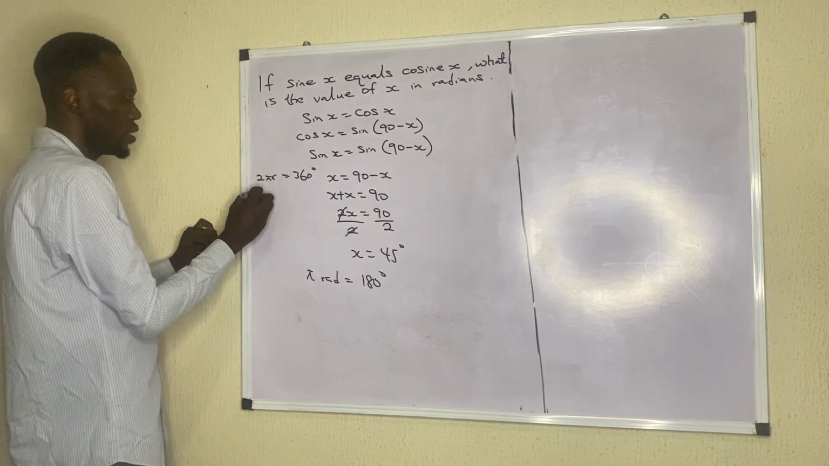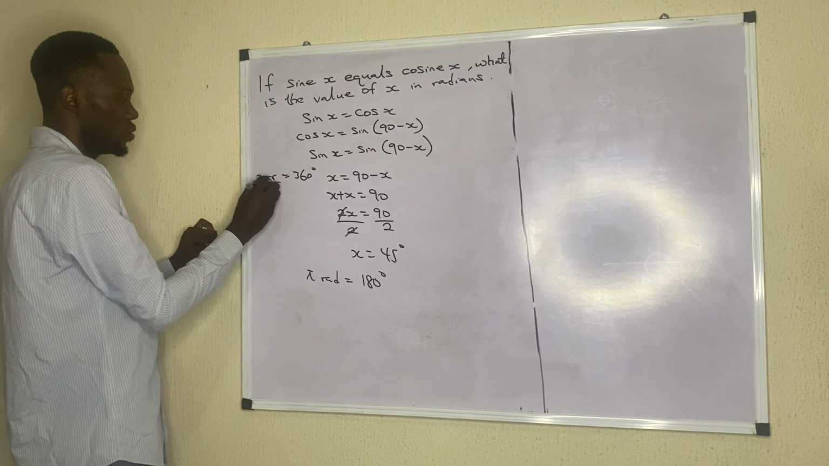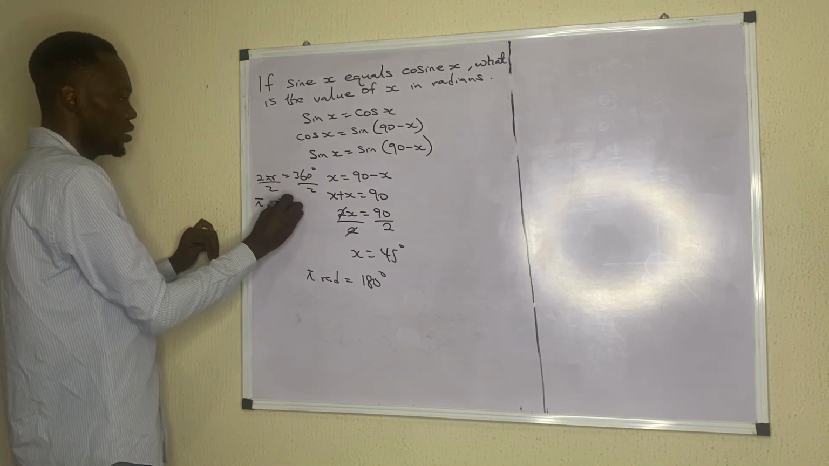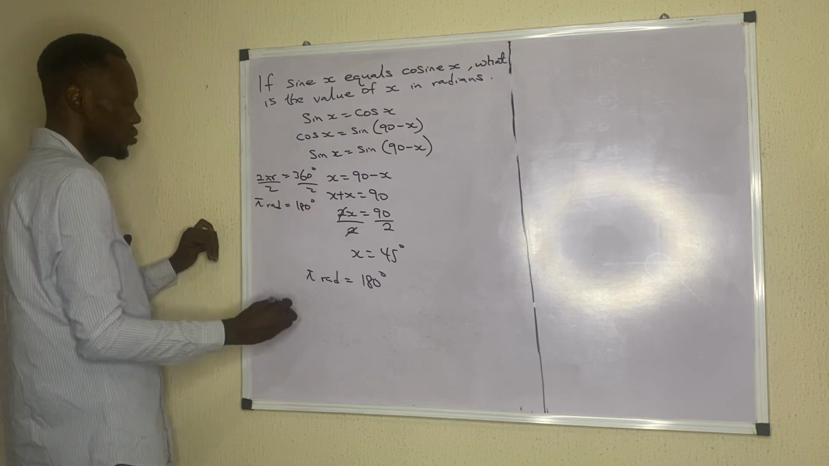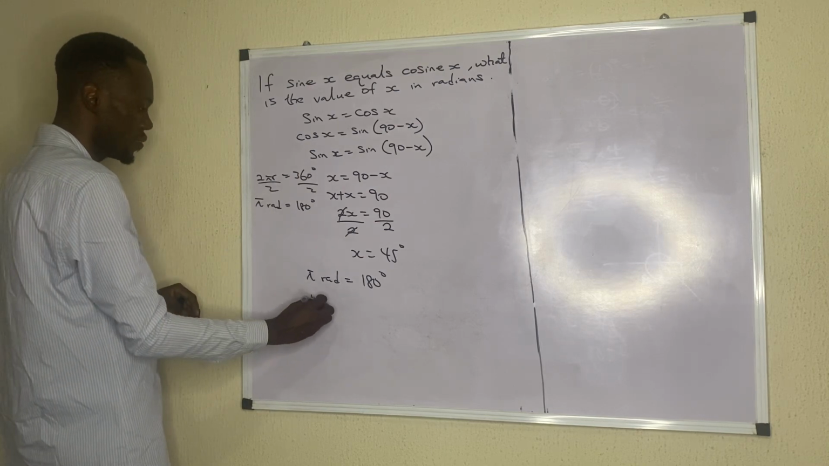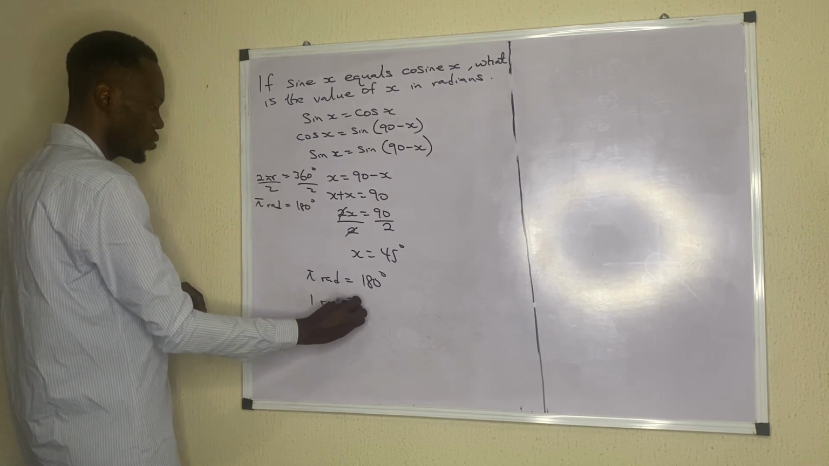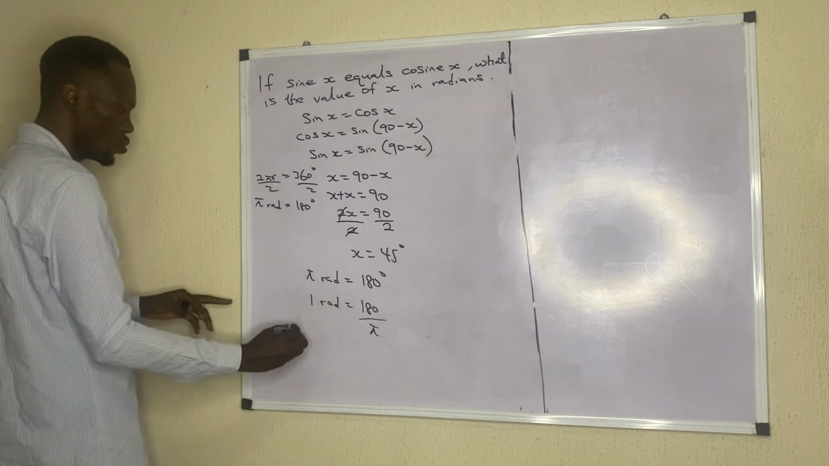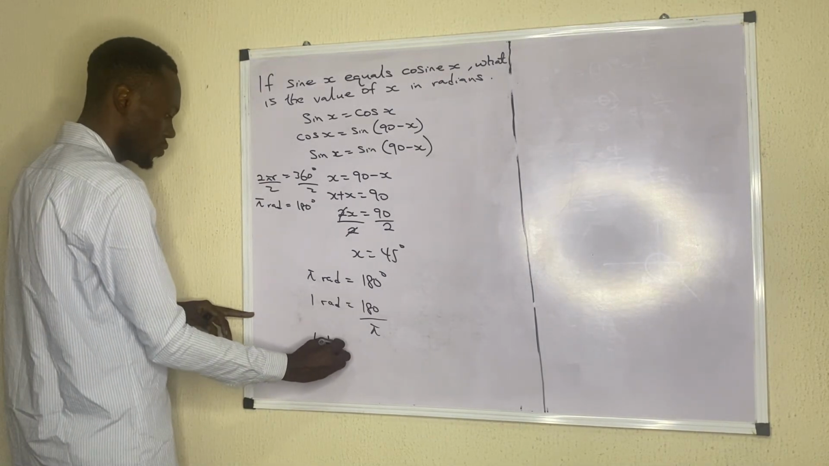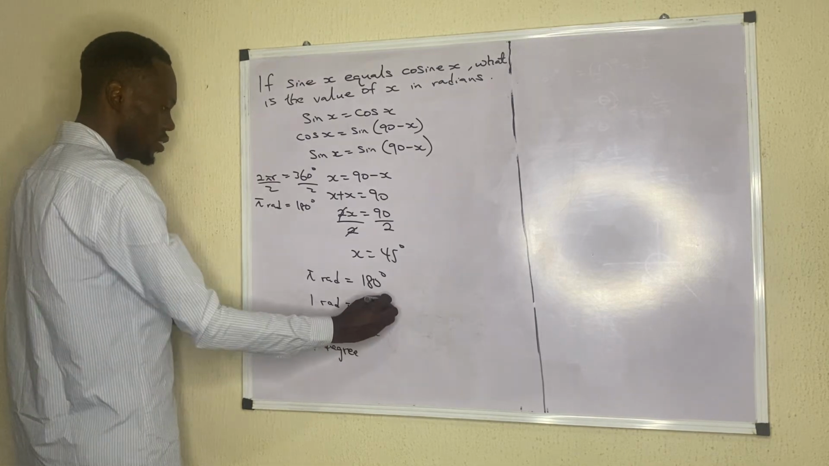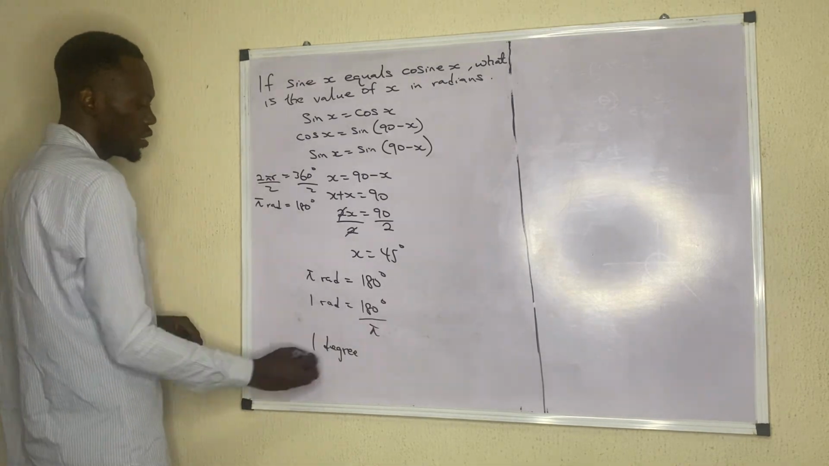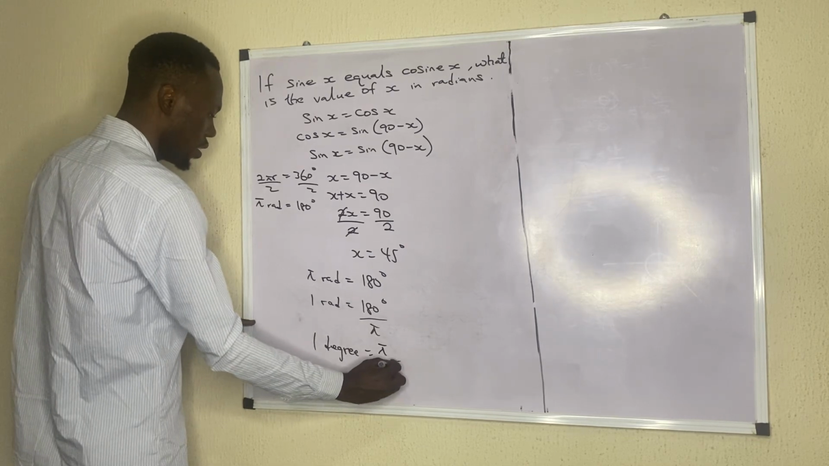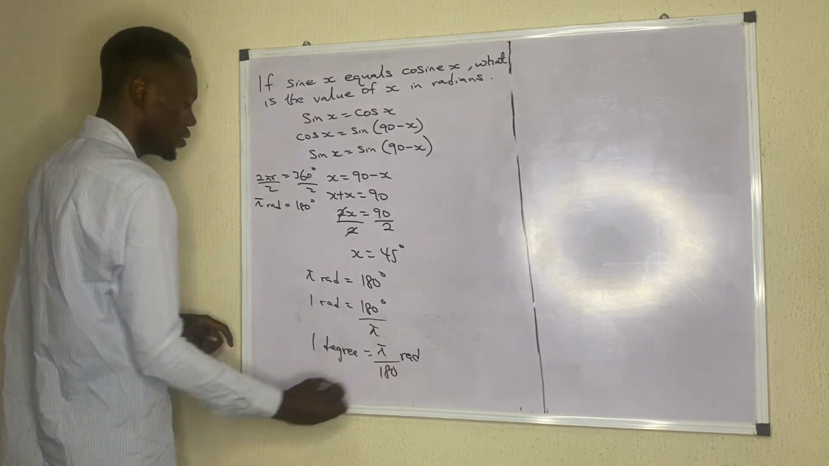Dividing both sides by 2, I have that pi radians is equal to 180 degrees. So therefore, one radian is equal to 180 over pi. And also, 1 degree, this is in degrees, right? So therefore 1 degree will be equal to pi over 180 radians.